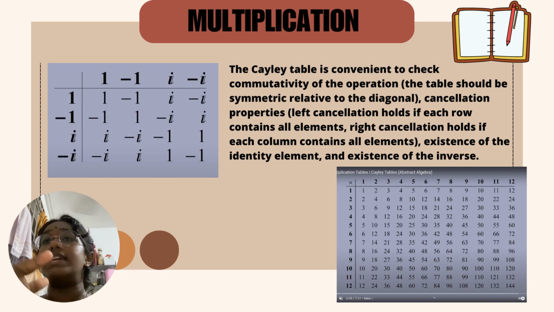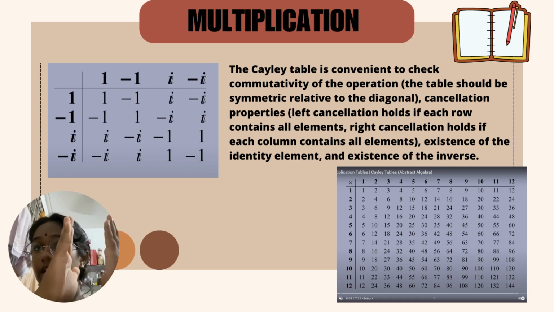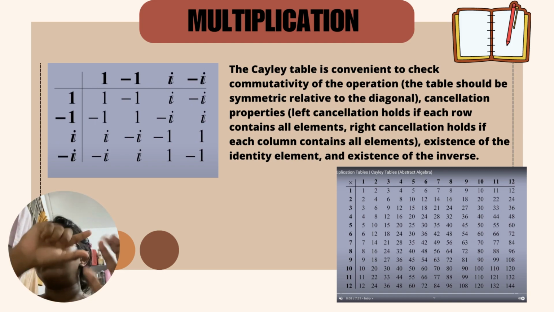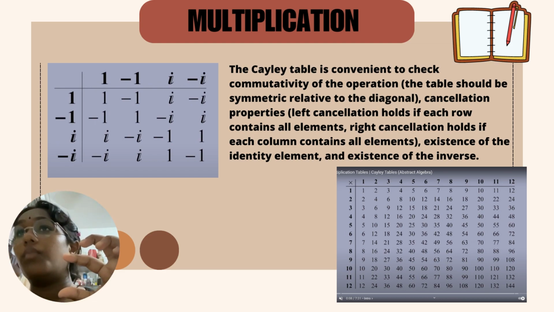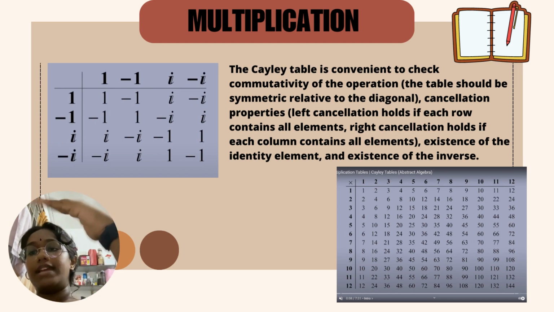And of course you can see that, starting on the vertical side, you can see 1, -1, i, and -i. And this side is the same, 1, -1, i, -i. You can say that the row and the column follow the header, so we must follow that one. And also every row and column contains the identity element, that number 1.